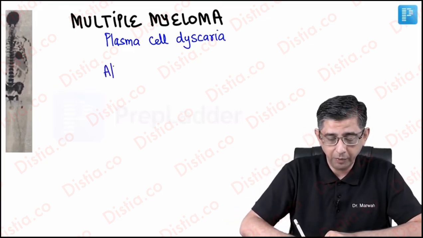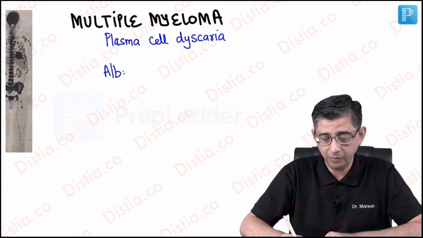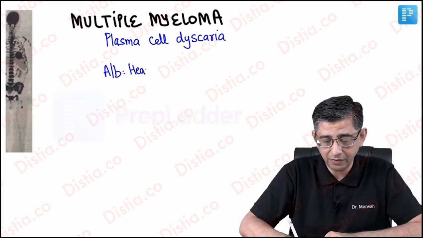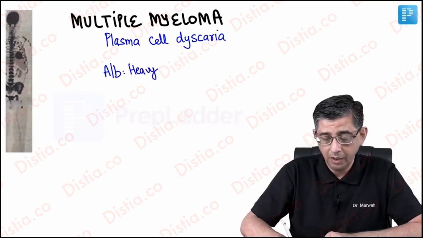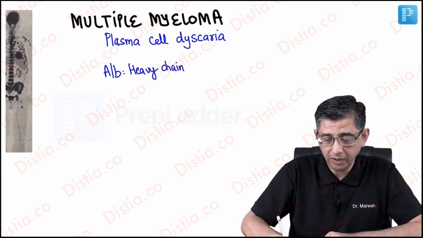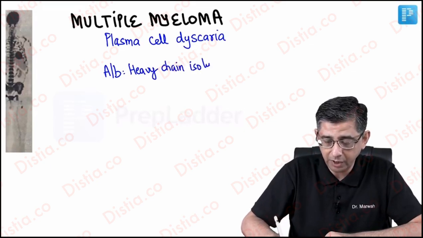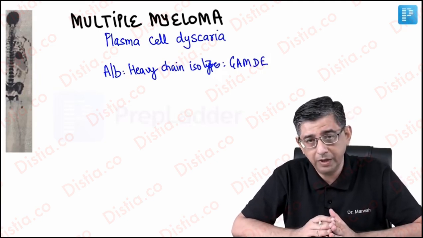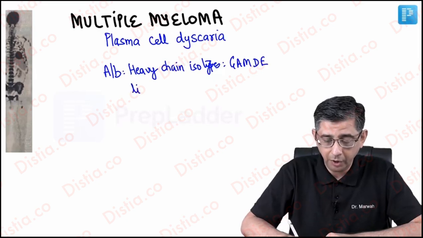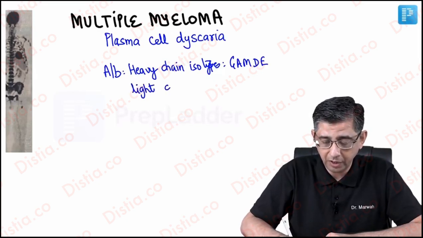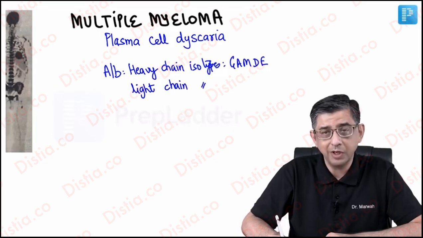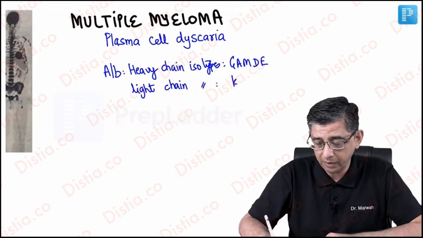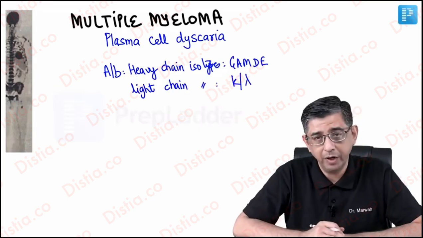You are very well aware from your basic sciences that antibodies have a heavy chain isotype as well as a light chain isotype. The heavy chain isotype has subsequent names: immunoglobulin G, then A, M, D, and E. And you very well know that the first line of defense in the body happens to be immunoglobulin A. Then in the antibody, we also have a light chain isotype, and the two isotypes that you need to remember are kappa and lambda.